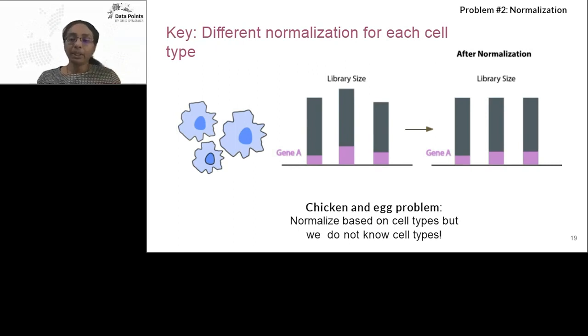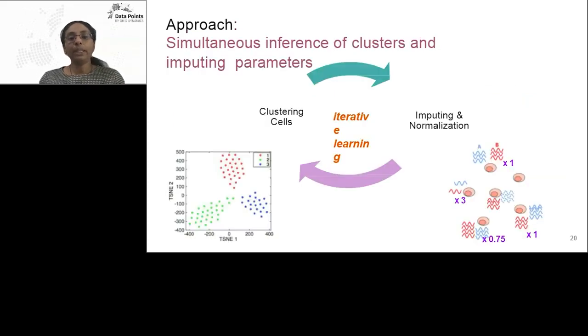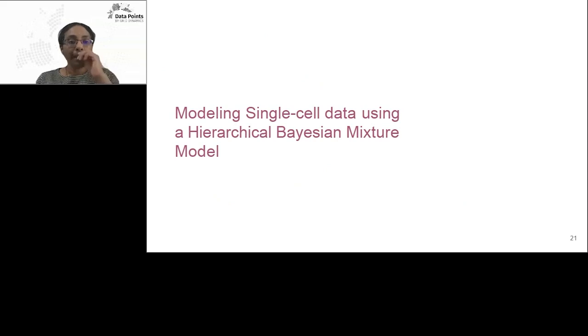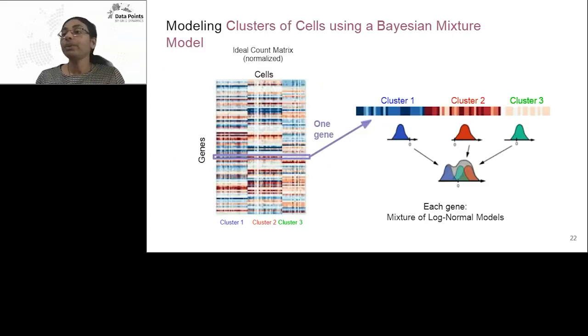But this is now a chicken and egg problem. How would you do this? Because you do not know what the cell types are. Therefore, we came up with this iterative procedure where you take the data, build the count matrix, cluster it, and then impute and normalize. For this, we've used a hierarchical Bayesian mixture model. I probably won't go into too much of the math, but I left this here for anyone who's interested.